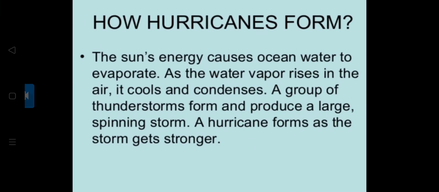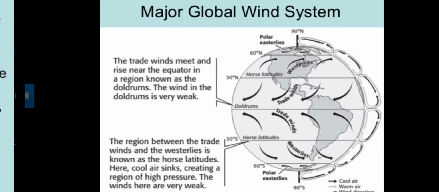The sun's energy causes ocean water to evaporate. As the water vapor rises in the air, it cools and condenses. A group of thunderstorms form and produce a large spinning storm. A hurricane forms as the storm gets stronger.